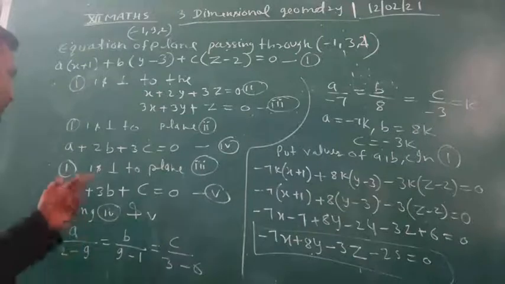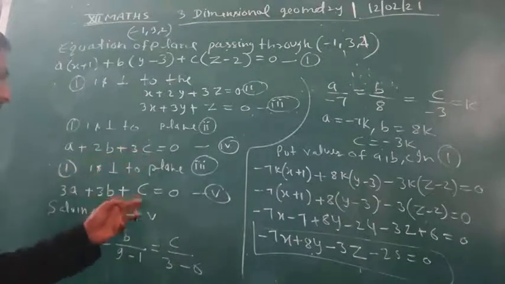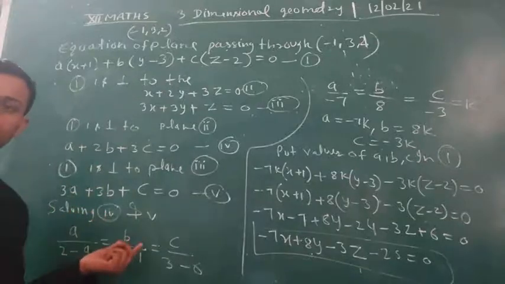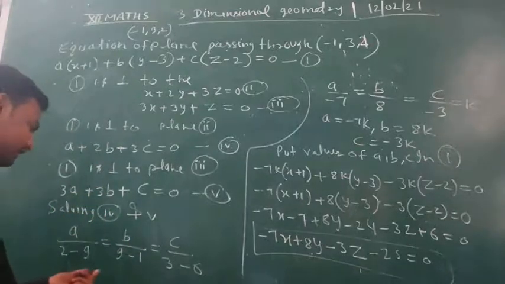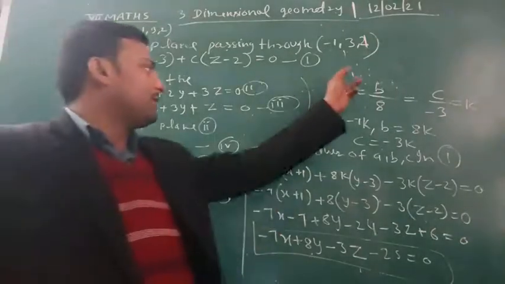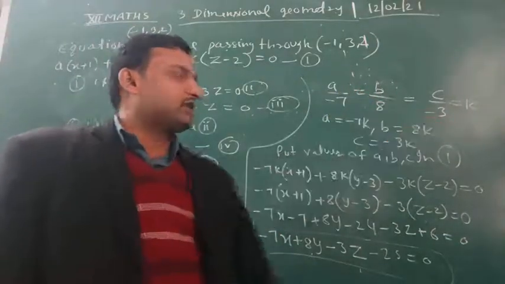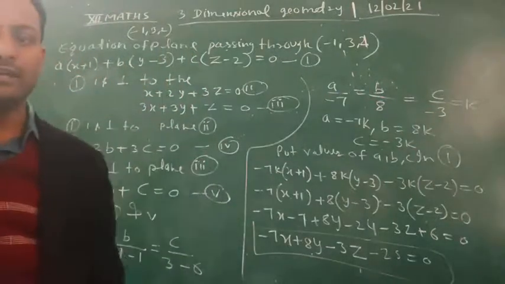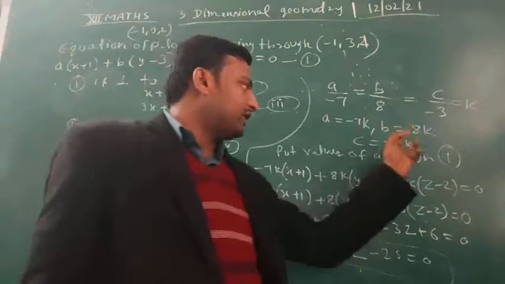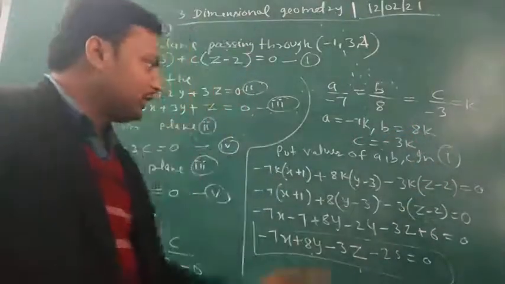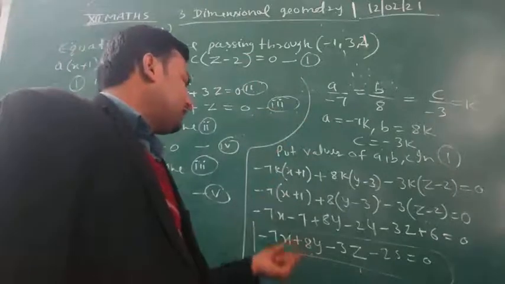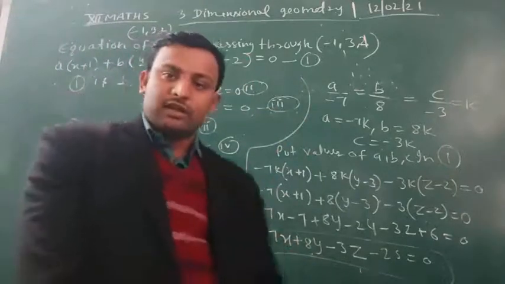And students, solving this 4 and 5 using the cross multiplication method, we write a by 2 minus 9, b by 9 minus 1, c by 3 minus 6, and get a by minus 7, b by 8, c by minus 3. And students, we take that this is equal to a constant k. So our a, b, c is like this, and we substitute this value of a, b, c in equation first, and after solving, we get the equation of the plane.